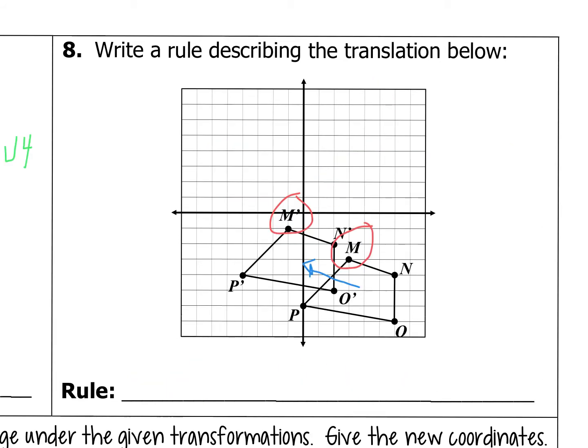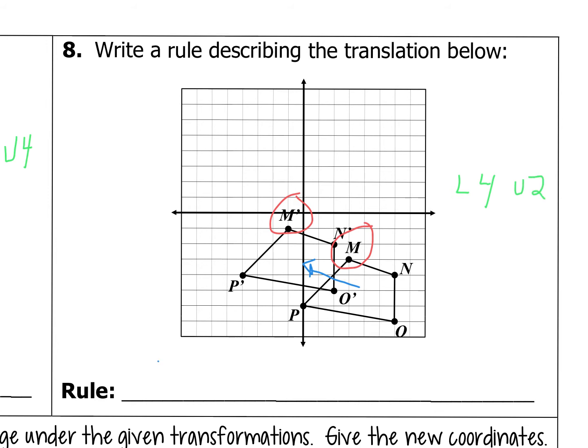So for example 8, you need to realize that this is your pre-image, this is your image. I happen to choose the point M, so I'm going to go from here to here. So for M, my x direction is going to be left 1, 2, 3, 4. So I'm going to go left 4. And then from here, I'm going to go up 2.